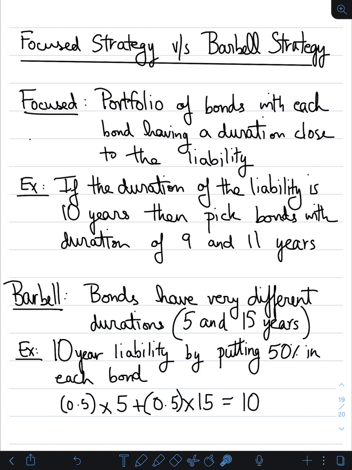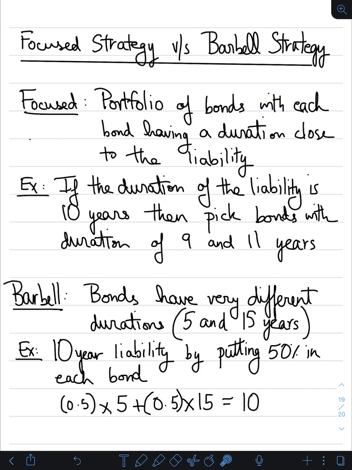So what is the benefit of doing that? The advantage is that there's no necessity to construct individual bond portfolios to meet that liability. You could make liabilities of different durations with the same 2 bonds. You could create anything between 5 and 15 using these 2 bonds, like 10. Here you could make anything between 9 and 11, which is a lot more focused.